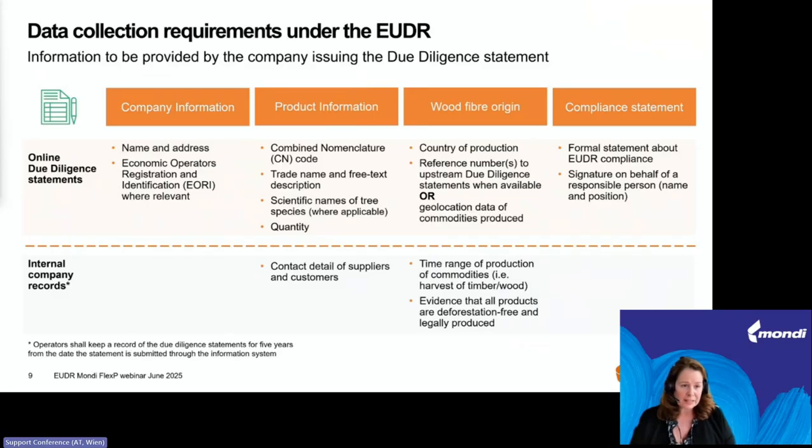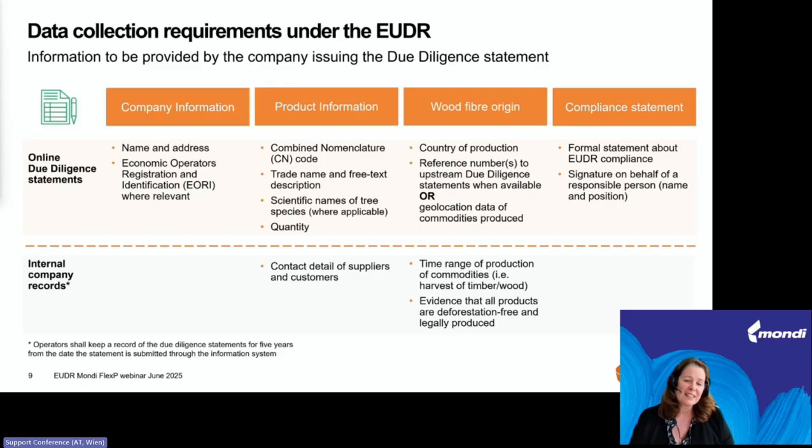So now we come back again a little bit to the overall requirements under EUDR and what kind of information you can expect to see that would need to be included in a typical due diligence statement. Starting at the top in the online due diligence statement, the typical information you would expect about the company name and address, and also potentially for those that would be registering from outside of the EU, a so-called EORI number. Then information on the product, which would include the combined nomenclature code, and we will touch on that again in a minute.